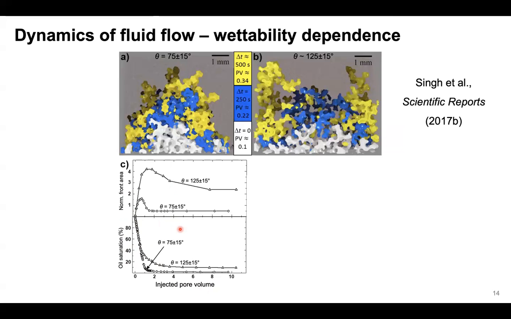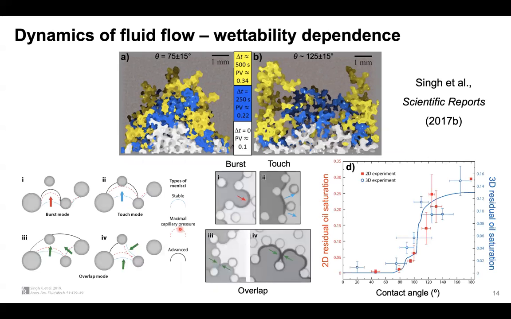But the highlight, I would say, is this plot here, when we plot 3D residual saturation from these images as a function of contact angle. So we see almost no trapping in these cases. And then suddenly we get quite a lot of high trapping for these particular cases here.